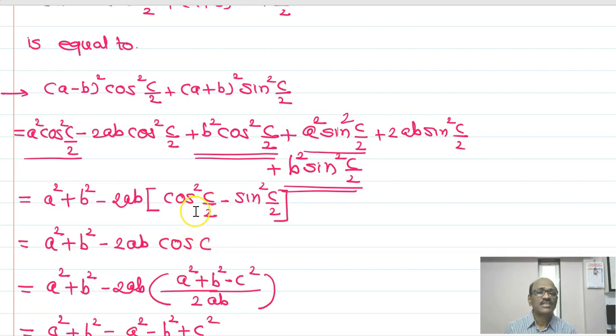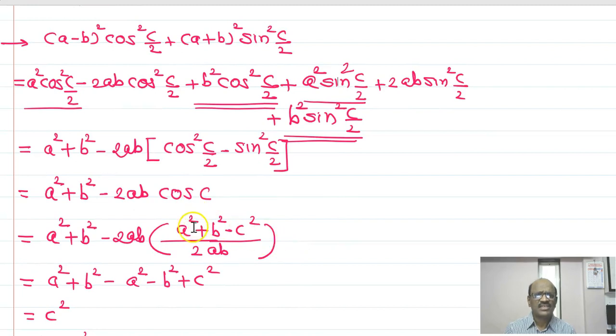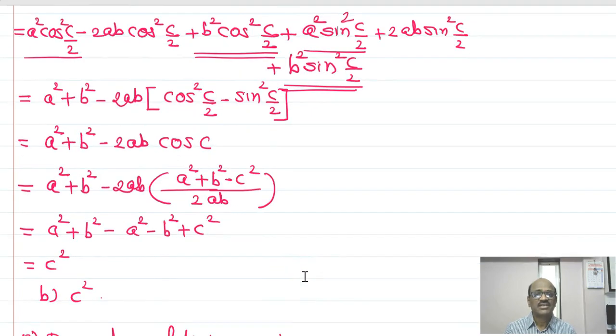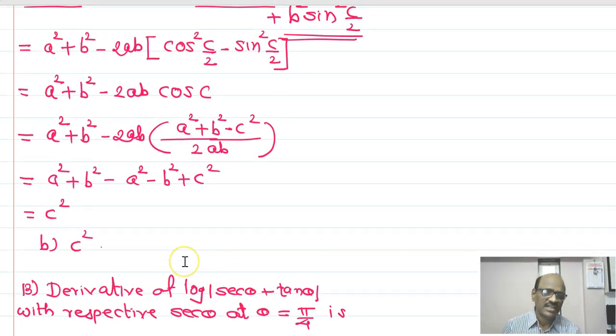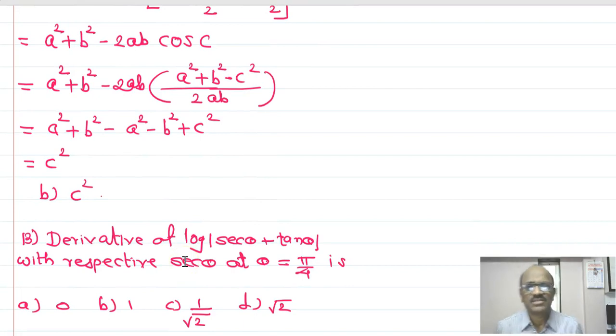What is the formula for this? cos 2θ = cos²θ - sin²θ, or 1 - 2 sin²θ, or 2 cos²θ - 1. Here we are considering cos²(C/2) - sin²(C/2), which is cos C. Now substitute the value of cos C, that is (a² + b² - c²)/2ab, and in this simplification 2ab gets cancelled. Then a² + b² - a² - b² + c², it remains only c², and hence option B is the correct one.